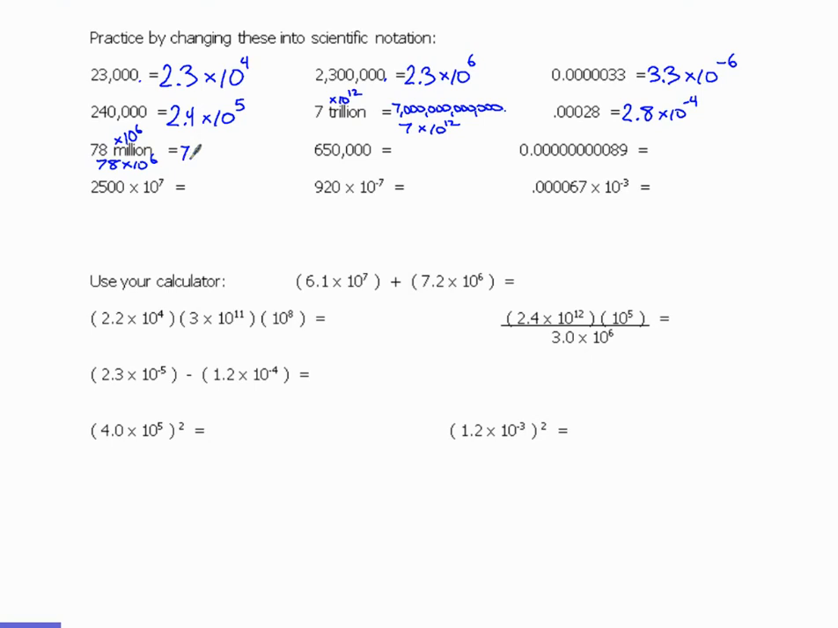So I have to change it. 7.8 is my number between 1 and 10. Times 10. And here's what we're doing. I have to move the decimal place to the left 1, which means that my exponent is becoming more positive. It's going to be times 10 to the 7th. When you move the decimal to the left, your exponent is going to become more positive.